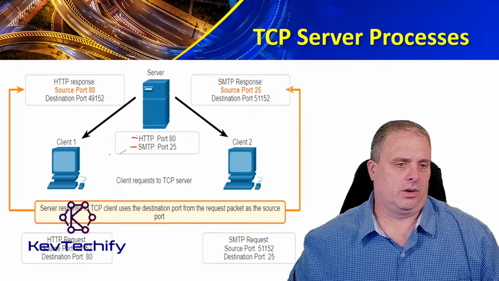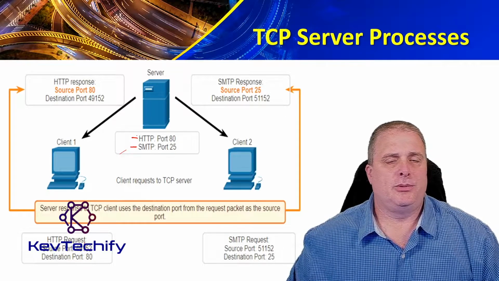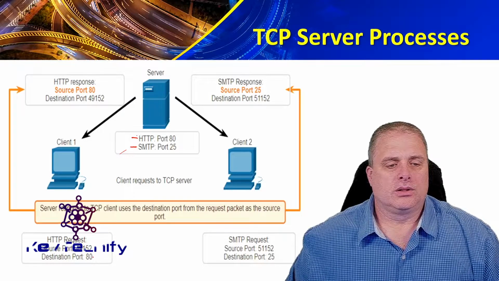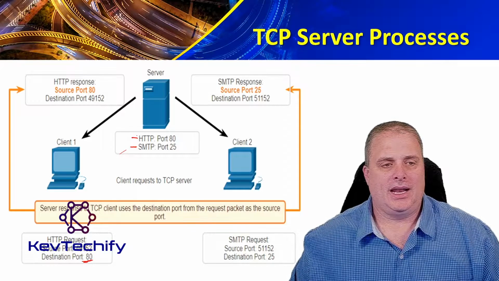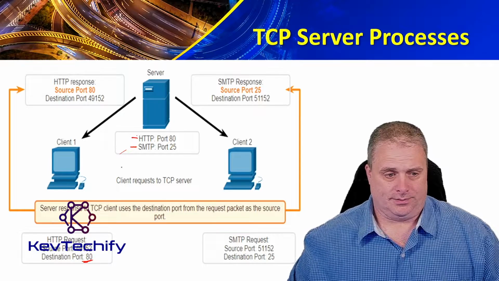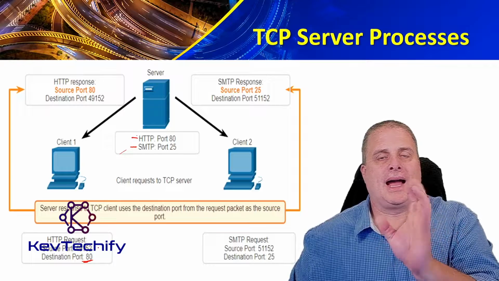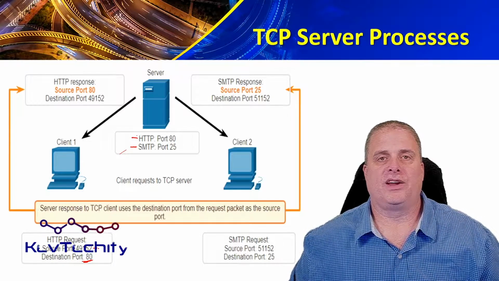Down here, in our example, client 1 is making an HTTP request. They have their web browser open and are going to look at a certain website. Notice the destination port here is port 80. It goes up to our server. The client chooses one of those random high-number dynamic ports, 49152.